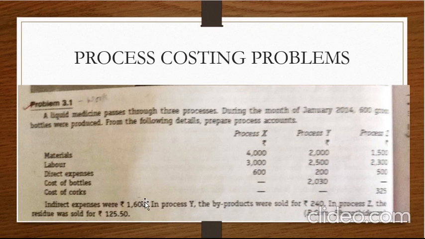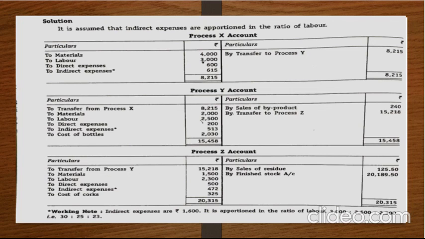So 1600 into 30, as for X it is 30, 25, 23. So 1600 into 30 divided by 78. How did you get 78? The total of 30, 25 and 23 will give you 78. So 1600 into 30 divided by 78 will give you 615. So that is the calculation of your indirect expense.